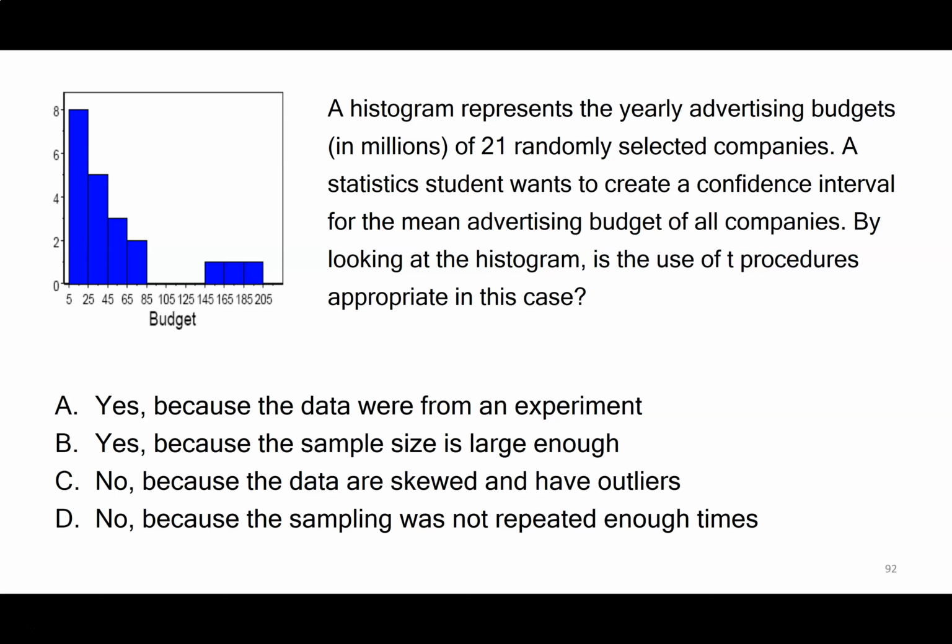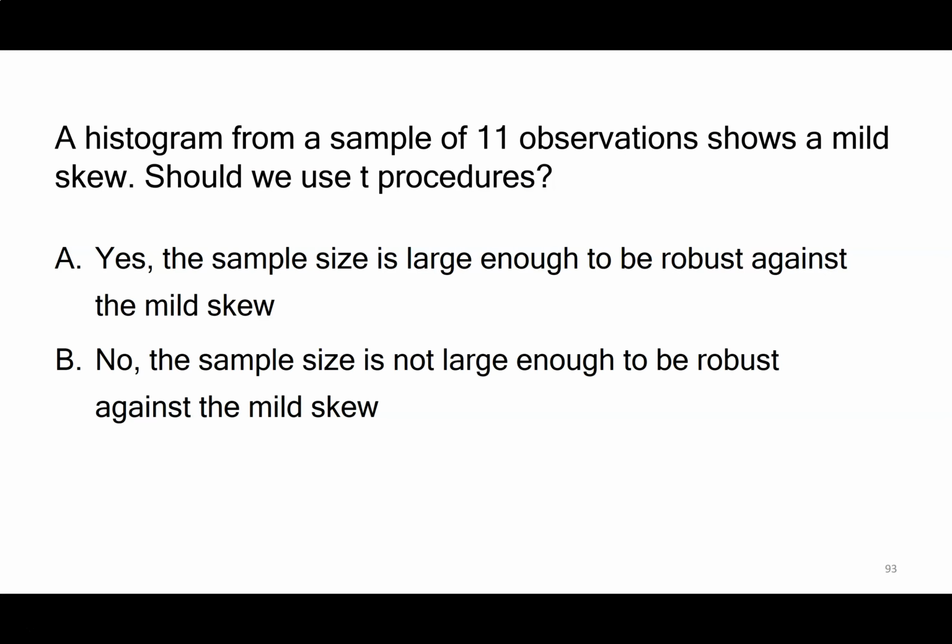So here we are. We have an example looking at yearly advertising budgets. So we randomly select 21 companies. And we have a student that wants to create a confidence interval. And they're looking at it, can we use T procedures? So things to consider, 21 is the sample size they used. And this is the sample. So remember, if you have 21, it needs to basically not be extreme. It needs not to be really skewed. It needs to not have big outliers. Is that what we're seeing?